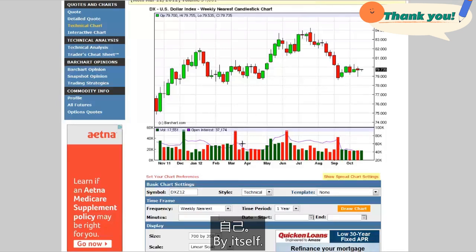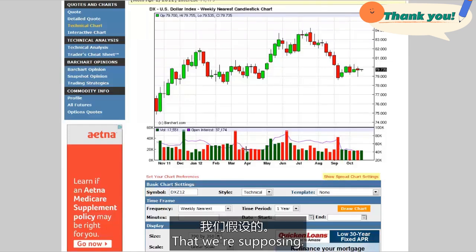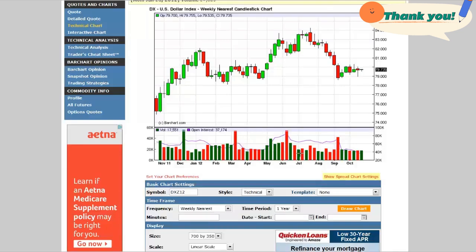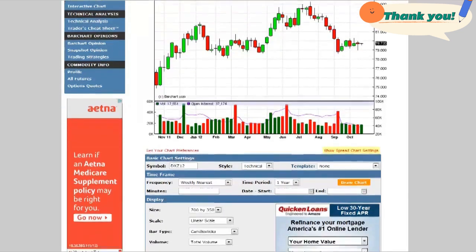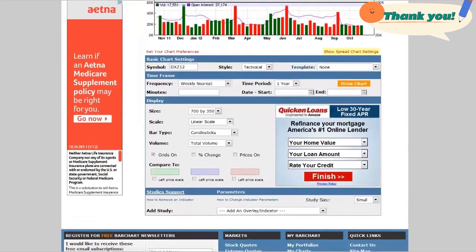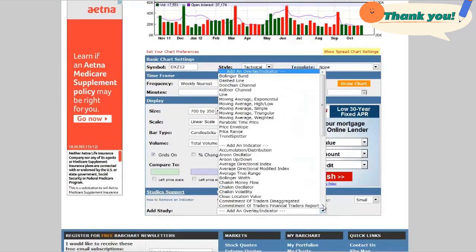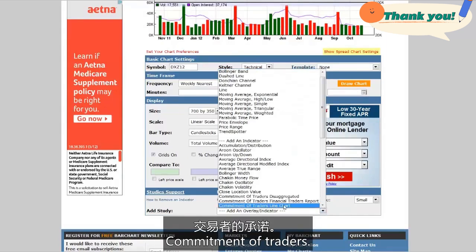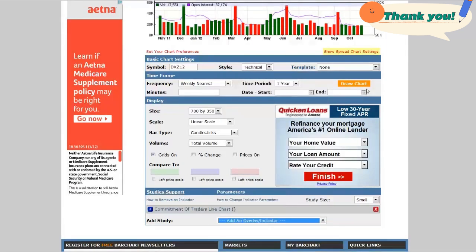Okay, now by itself, that's wonderful. But how do you confirm that? How do you see the X-ray view, so to speak, of this open interest indicator giving you the insight that we're supposing it's doing here? Well, you scroll down to this little area on your page and it says Add Study. Click on this tab here, and you're going to go to Commitment of Traders Line Chart. Tap that, then Draw Chart.